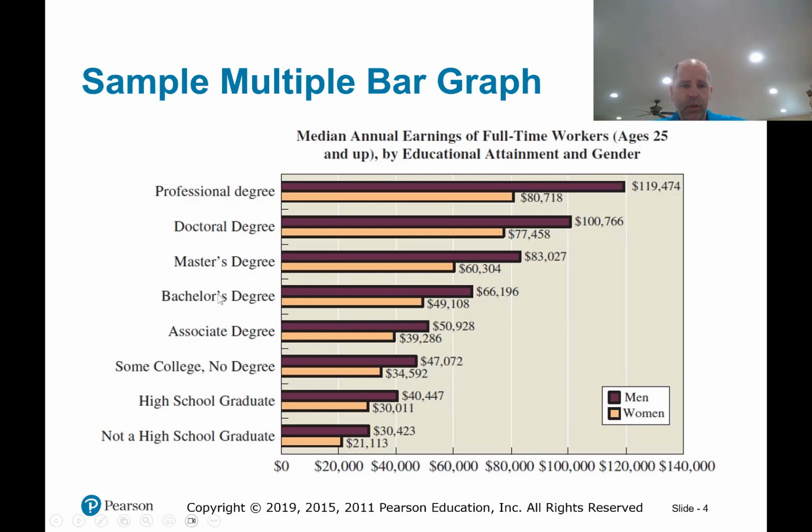So you've got the degrees, the educational attainment, on the vertical axis, and then you've got the median earnings, annual earnings, on the horizontal axis. And then you've got your legend here for men and women, so you know which bar is which. And so you can compare based on degree. You can compare males and females by degree.